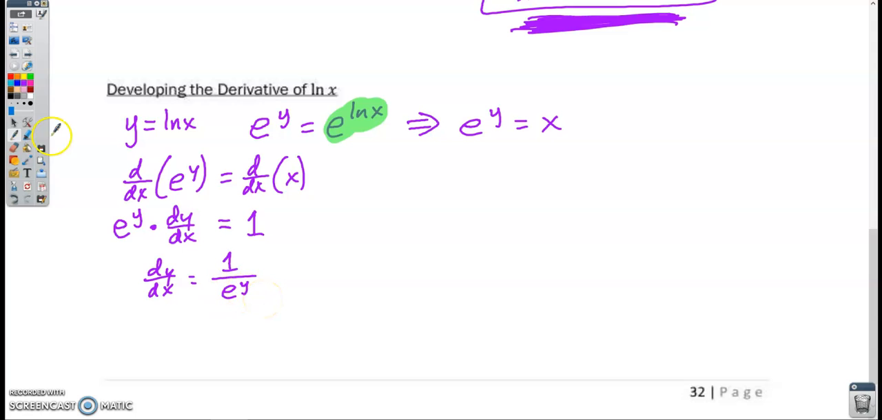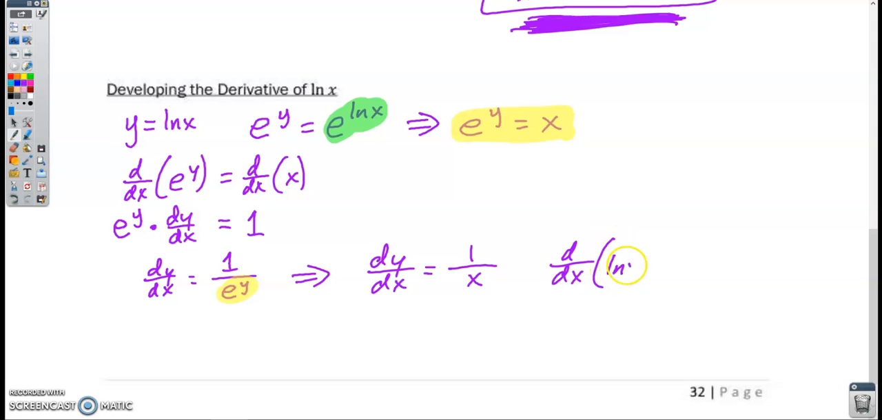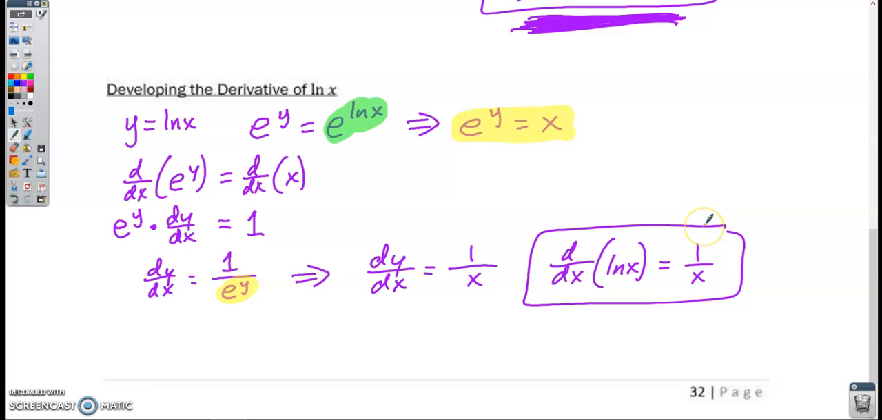And then I go back to this statement right here. e to the y is equal to x. So I'm going to replace this e to the y with an x, and I end up with my rule: dy dx is equal to 1 over x. And therefore we've verified the rule that the derivative of the natural log of x is equal to 1 over x. So those are our 4 rules from this lesson that you're going to need to know.